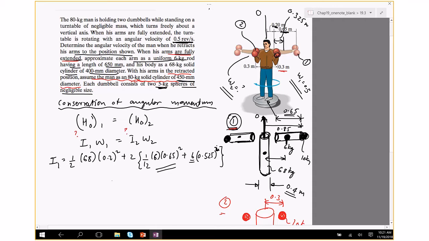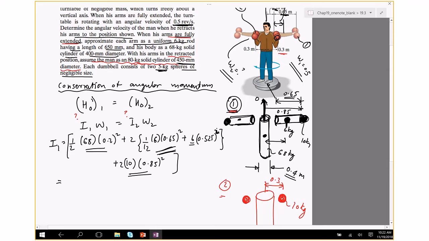So we need mass times the radius squared. Mass is 10 kilograms times the distance from the dumbbell to the axis O, 0.85 squared. But that's just the inertia of one dumbbell on the left hand. We need to do that twice to get the inertia of both the dumbbells. So this completes the inertia. It consists of five things, as I drew: body, the two arms, and the two dumbbells, one in each hand. If you sum this up, it comes out to be 19.54 kg meter squared.